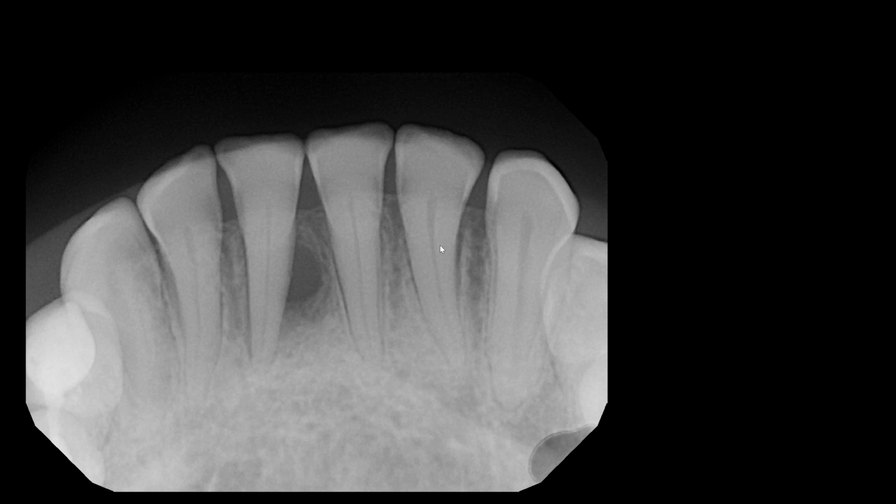I just wanted to show you again the rather drastic difference in its appearance on periapical or occlusal versus the panoramic radiograph. Thank you very much, and I will see you in the next video.